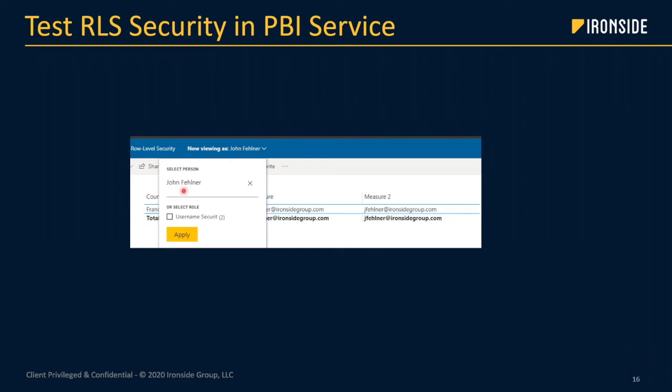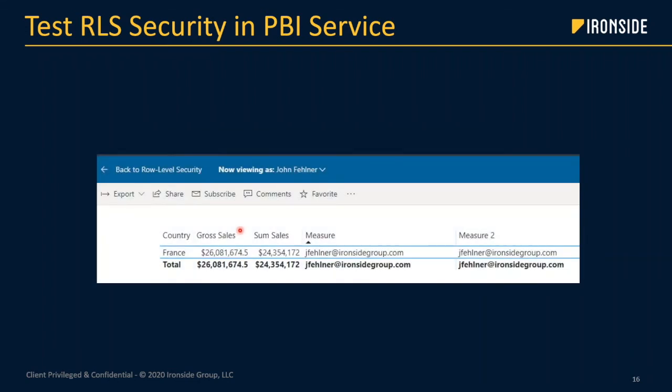In this case, I'm going to test John Fellner. I click on John Fellner and I can see what this view looks like if I were viewing it as John Fellner. Again, I have his email address in there, so it is using his email address, and I know that he can only see France, and I can prove out that he can only see France.